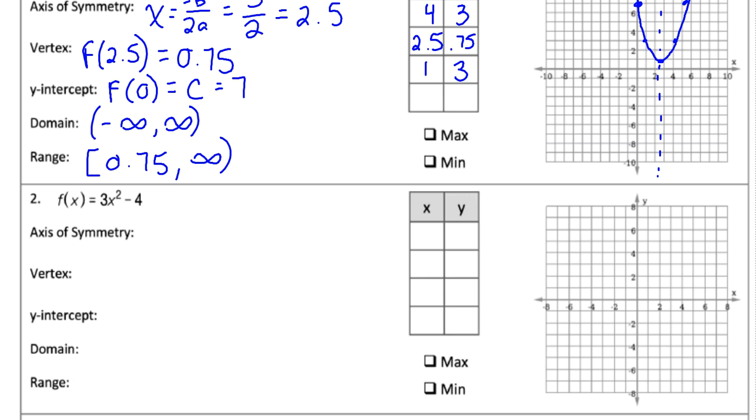All right, let's try number 2 now. For number 2, again, it helps to identify the coefficients. A is 3. This one, the B value is not there, so we say it's 0, and C is -4. Remember, the constant has to be the C value. So when I find my axis of symmetry, I do the opposite of B over 2 times A, and that's just going to be 0. So my axis of symmetry on this one is centered at 0.